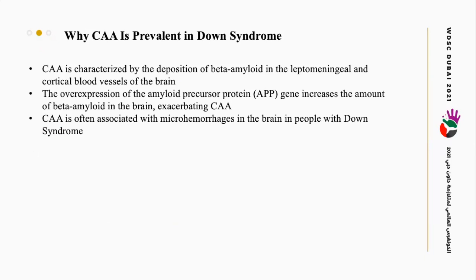So the reason that this happens in Down syndrome especially is because the overexpression of that APP gene that we talked about earlier that was causing this increase in beta amyloid in the brain, it also causes an increase in the amount of beta amyloid deposited in these blood vessels, which exacerbates CAA. It makes it more likely for individuals with Down syndrome to have it, and it makes it more likely that when they have it, it's going to be severe. So CAA is also often associated with microhemorrhages in the brains of people with Down syndrome, basically because this protein weakens the walls of the blood vessels, which causes them to rupture.